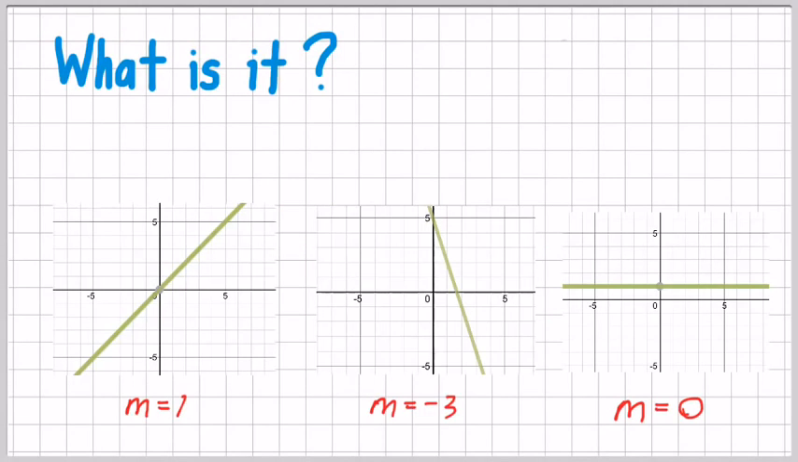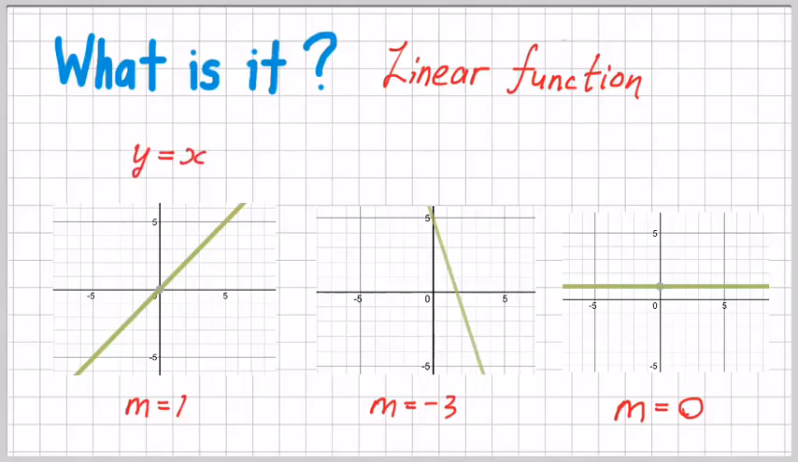What is it? Well, here are three graphs with three gradients and we're looking at producing the linear function. In other words, this graph is y equals x, this graph is y equals negative 3x plus 5, this graph is y equals 1.